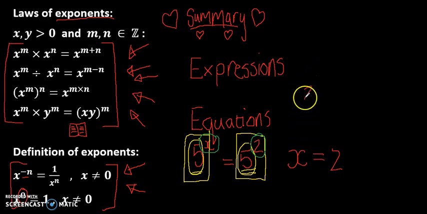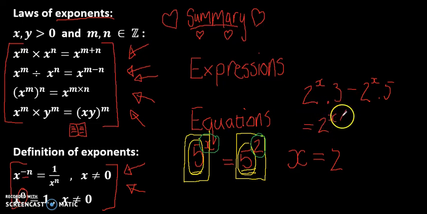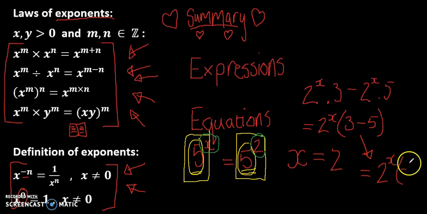Now, occasionally you have been asked to factorize something. So let's say 2 to the power of x times 3 minus 2 to the power of x times 5. And that, of course, would come to, we would take out the common factor of 2 to the power of x, and we'd be left with 3 minus 5, making it far easier to work with. Sorry, I've run out of space there. 2 to the power of x times negative 2.